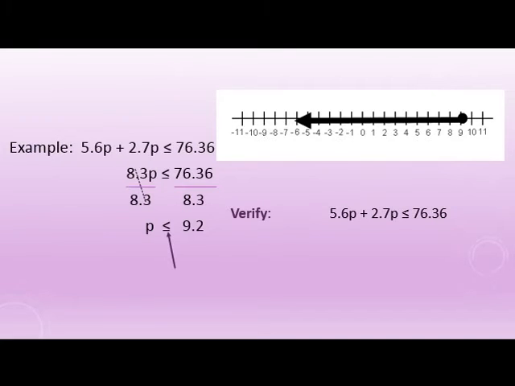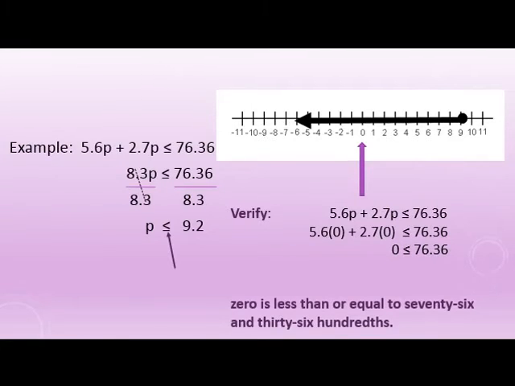Checking my solution with the original equation. Again, I can choose any number I want, but 0 is a great number to put in. Substituting 0 for p in the equation, I'm left with 0 is less than or equal to 76.36, so my answer checks out.